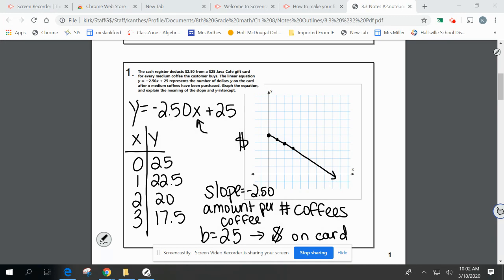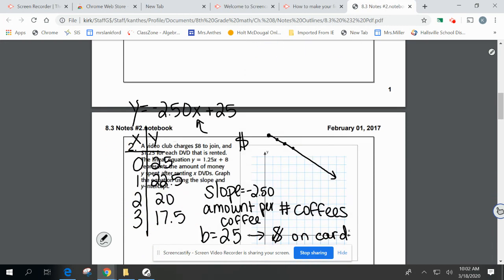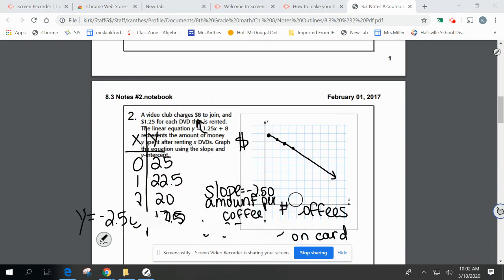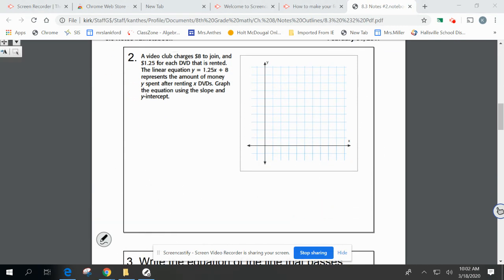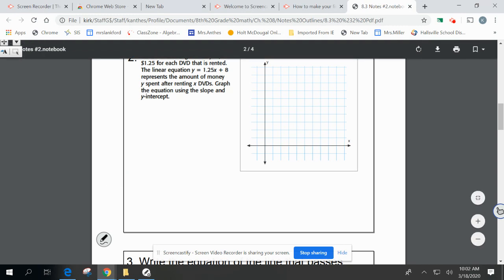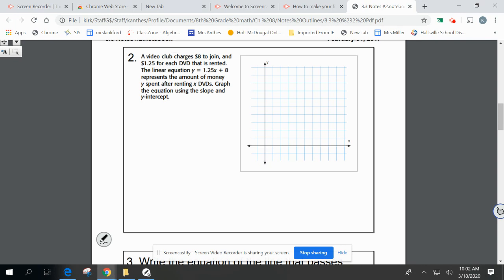Okay, so let's look at problem number 2. A video club charges $8 to join and $1.25 for each DVD that is rented. Now would be a good time to ask your parents what Blockbuster was. They can explain this. The linear equation y equals 1.25x plus 8 represents the amount of money y spent after renting x DVDs. Graph the equation using the slope and the intercept.